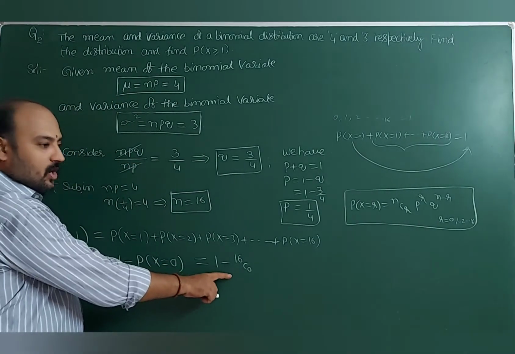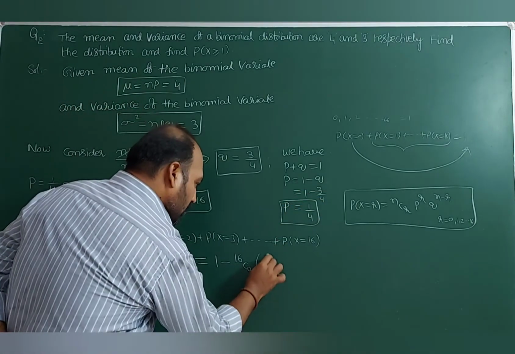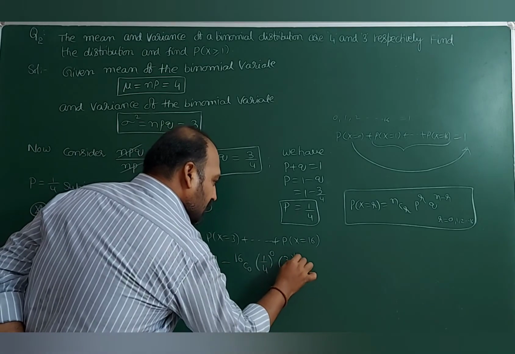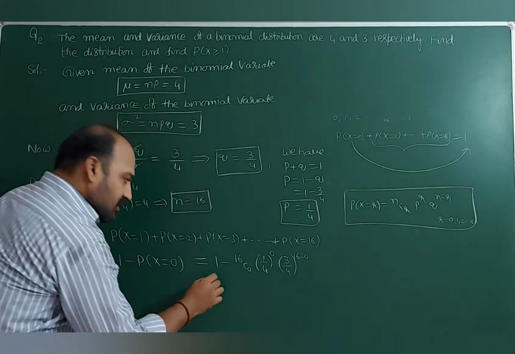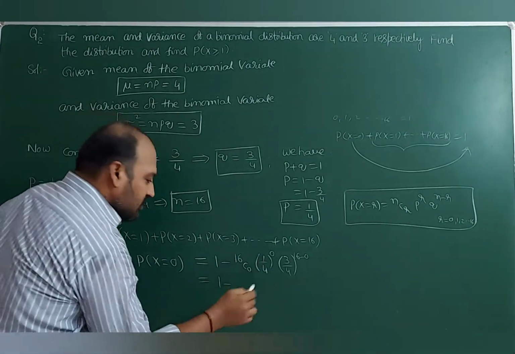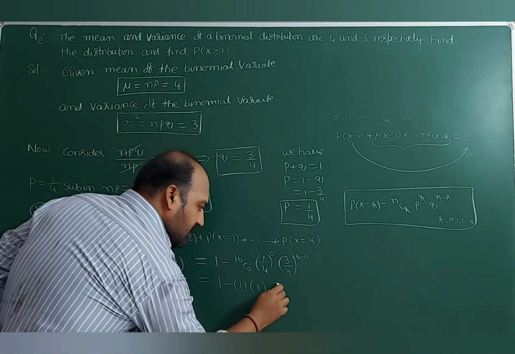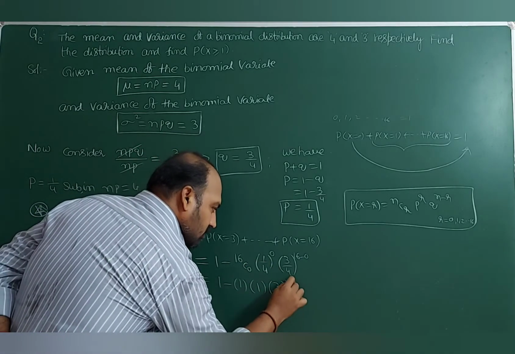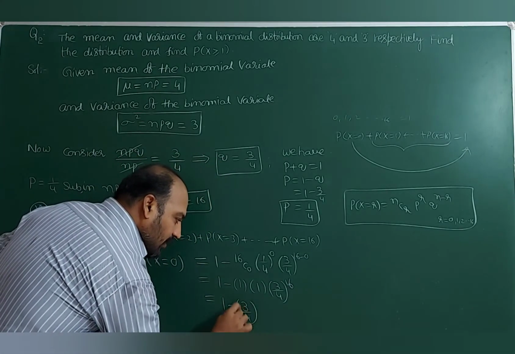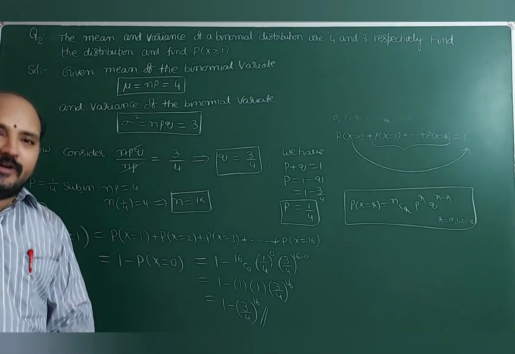So 1 minus, R is equal to 0, N is equal to 16, 16C0, P value 1 by 4 whole power 0, 3 by 4 whole power 16 minus 0. If we simplify this, 1 minus 16C0, NC0 value is 1, 1 by 4 whole power 0 also 1, 3 by 4 whole power 16. So the answer is 1 minus 3 by 4 whole power 16. That's the answer. We'll move on to the next question.